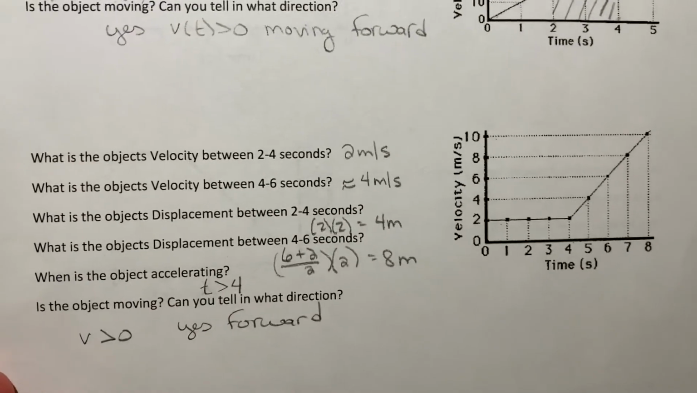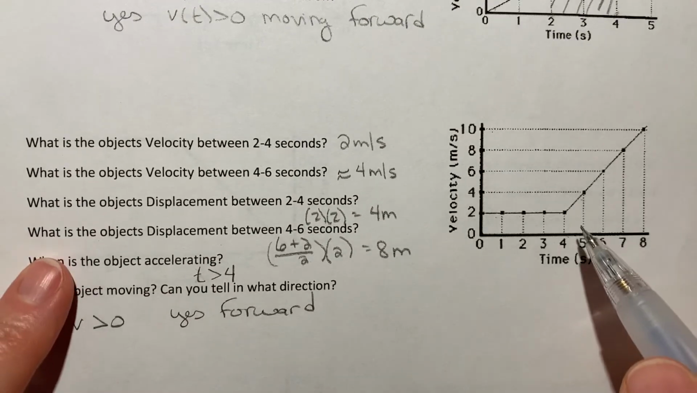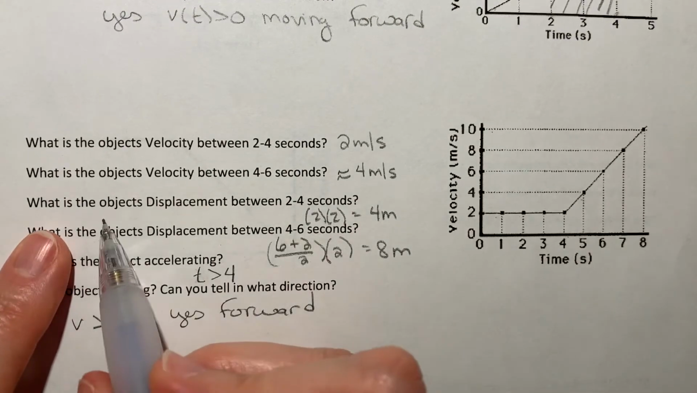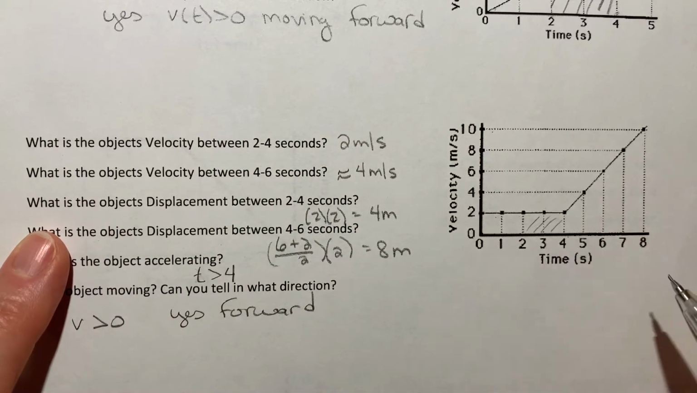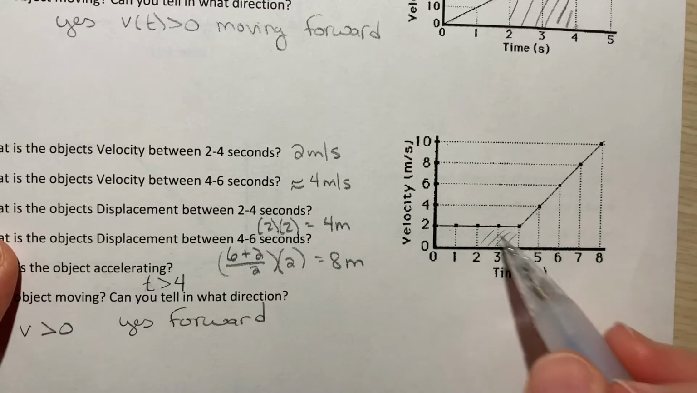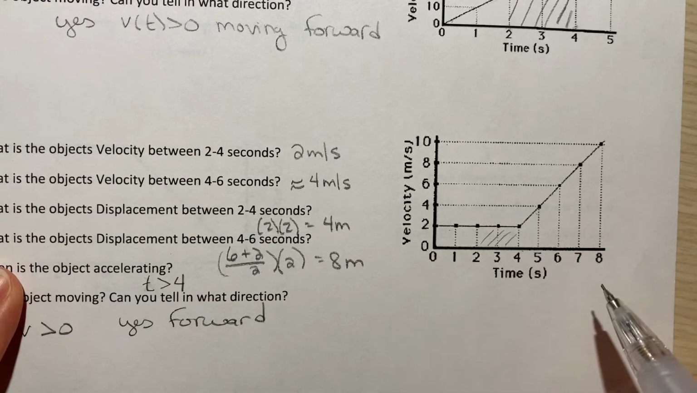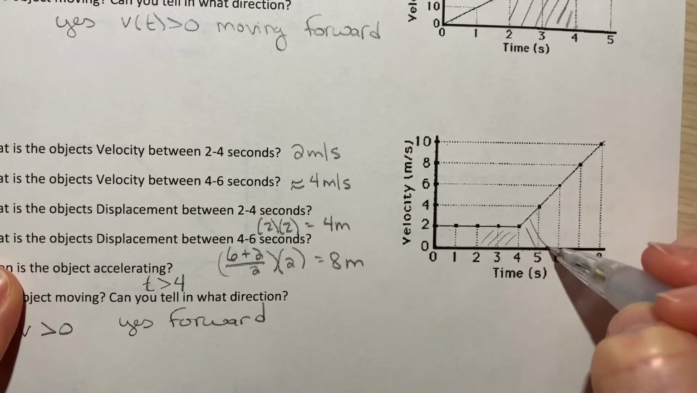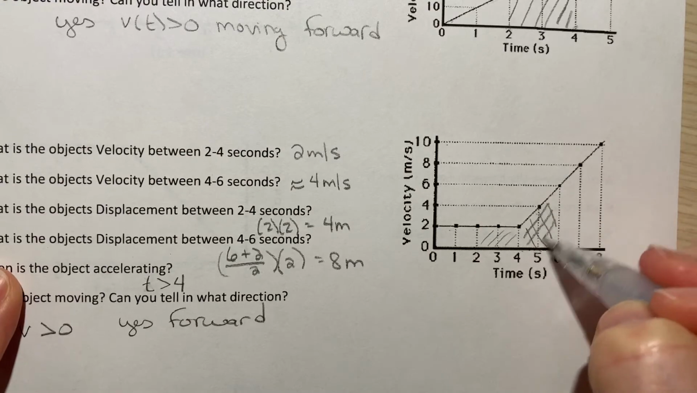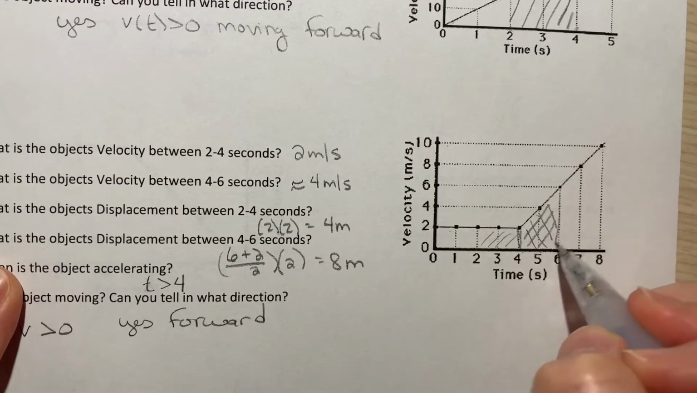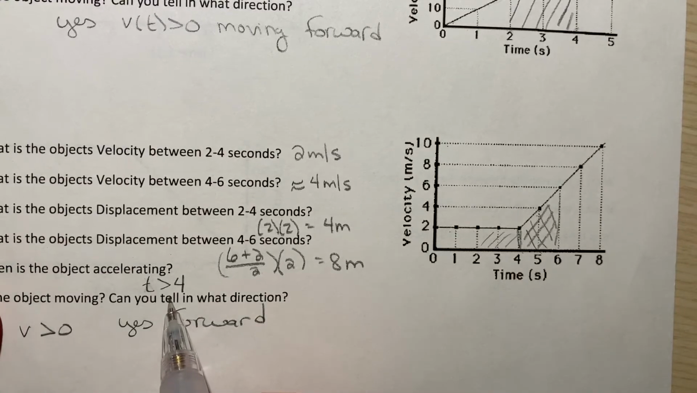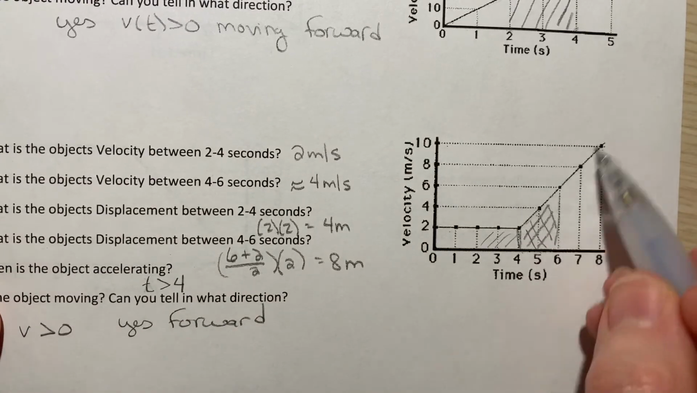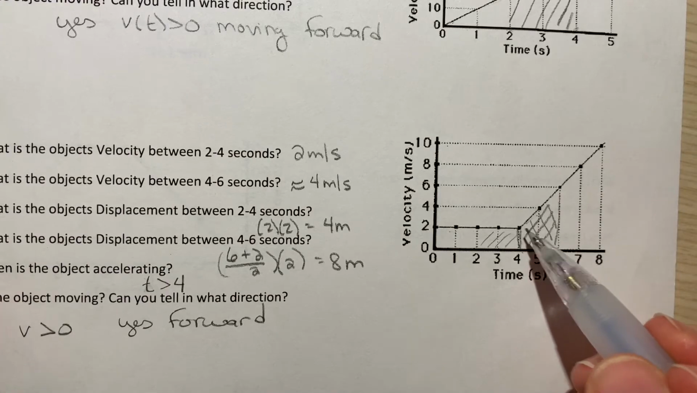So same kind of deal here. I'm going to go down here. What is the displacement between 2 and 4 seconds? That's just the area of this rectangle. Between 4 and 6 seconds is the area of this trapezoid. So that's where that came from. Again, it's accelerating after time equals 4, and it is moving forward.